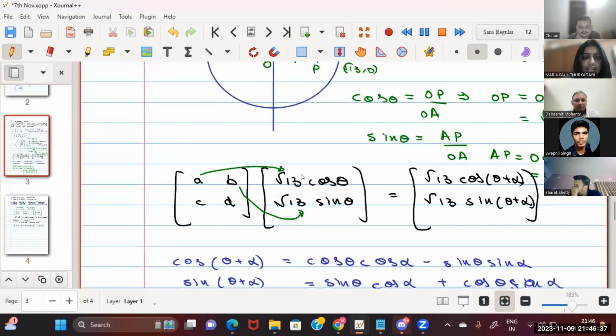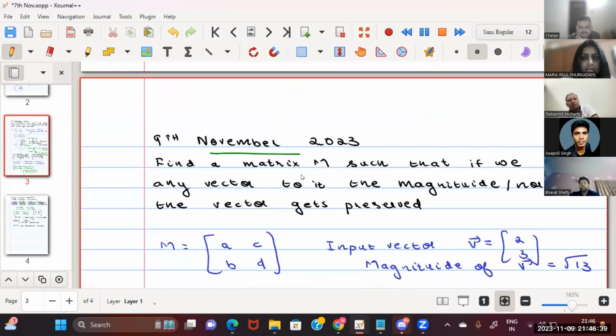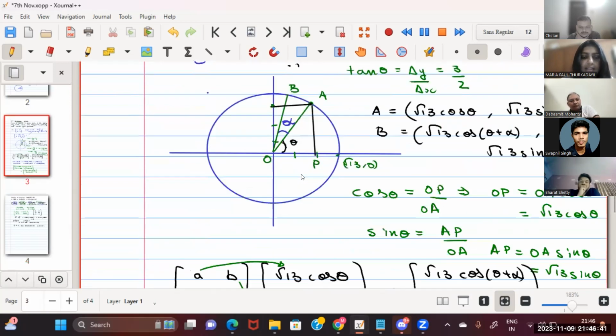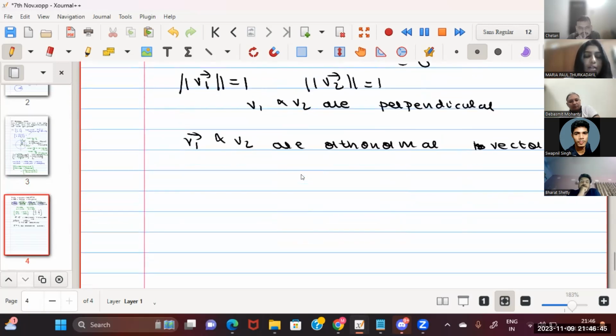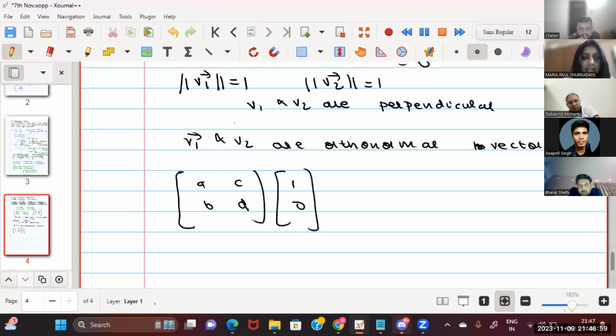Is there anything else left? What I stated before was that if we have a matrix A, B, C, D, and we apply 1, 0, which is basically the vector corresponding to i cap, you'll actually get A, B.